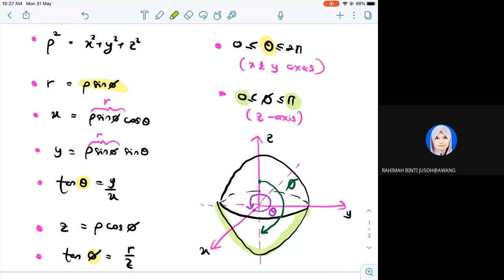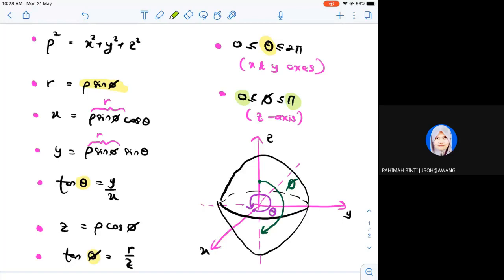But if we have a complete sphere like this, then phi is from 0 until pi. So if you want to identify phi, make sure you relate it with the z-axis. Remember, phi relates to the z-axis, and theta relates to the x and y axes. Those are the two things.